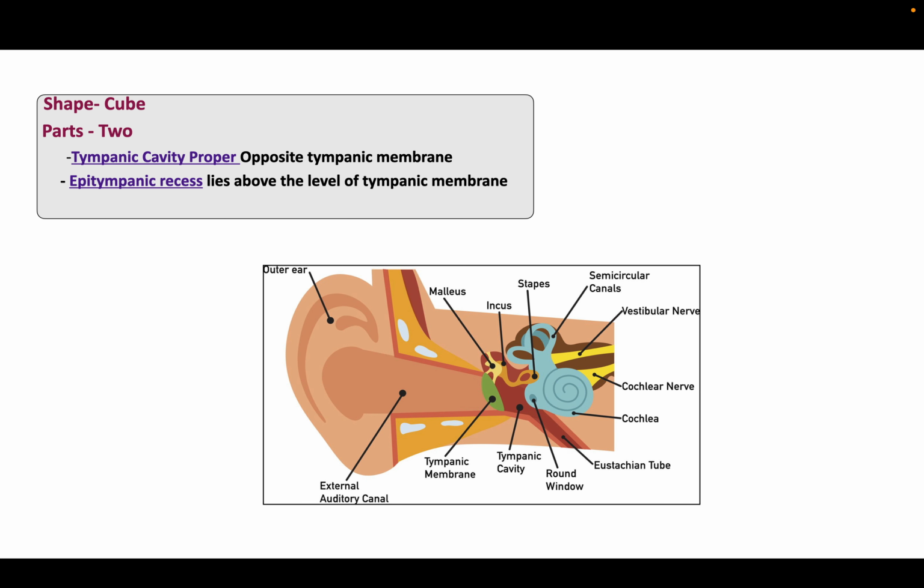Now the shape of the middle ear is a cube-like structure. It has two parts broadly, that is the tympanic cavity proper, which is lying opposite to the tympanic membrane. So this is the tympanic cavity proper. Then the epitympanic recess lies above the level of the tympanic membrane.